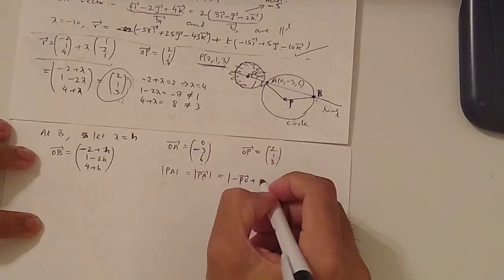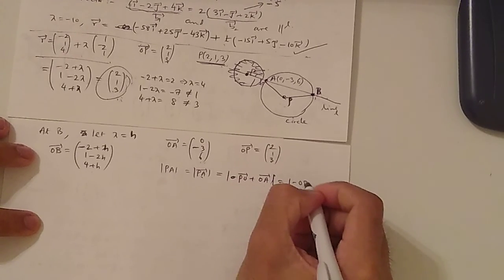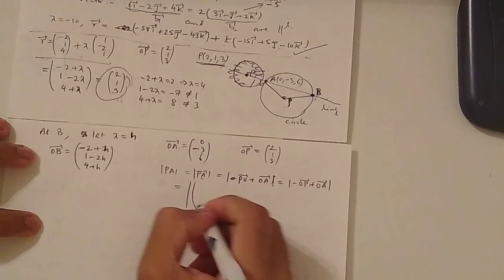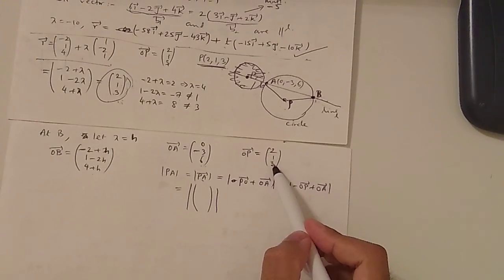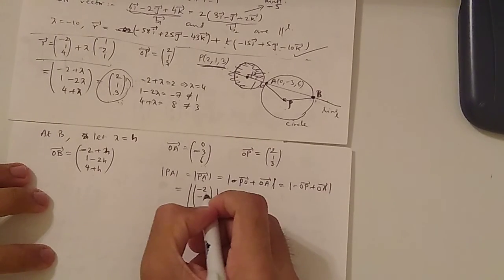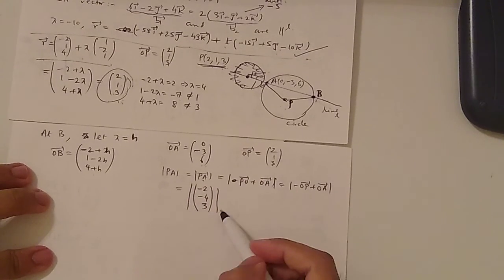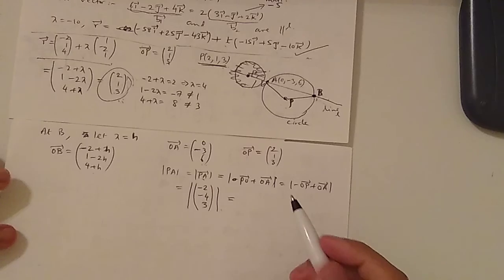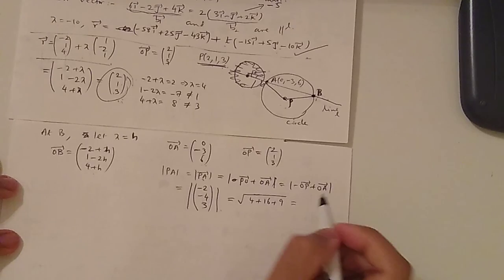PA is equal to PO plus OA, which is equal to minus OP plus OA, so we have OA minus OP, and that is minus 2, minus 4 and 3. And you're going to take the magnitude. That's why you have the straight lines over here. The straight lines just continue throughout, but now you're going to calculate the magnitude. This is going to be root of 4 plus 16 plus 9, and that is equal to root of 29.